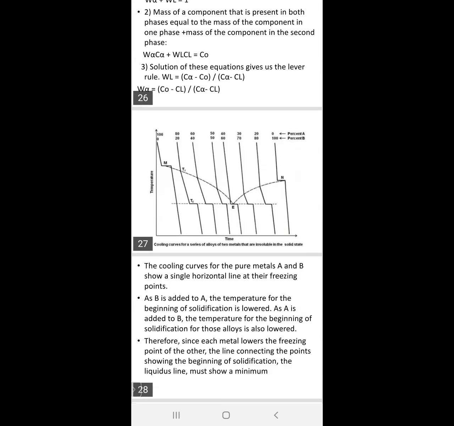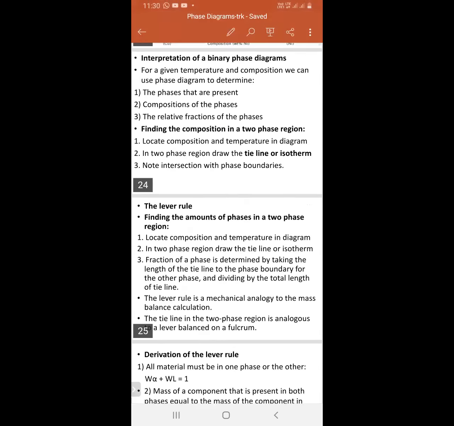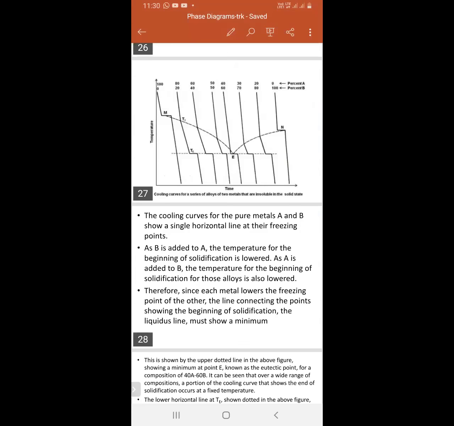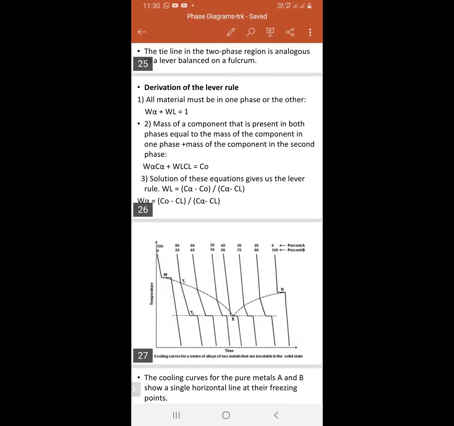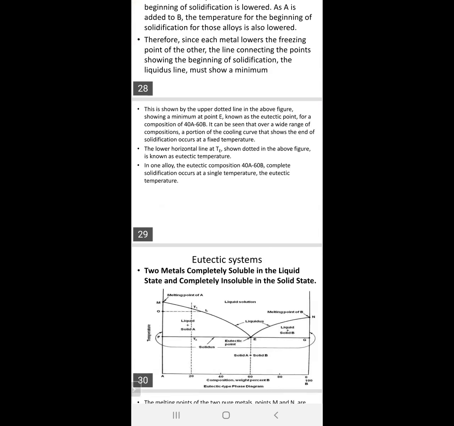Next, W alpha is equal to C naught minus CL over C alpha minus CL. This is the lever rule. I already explained the lever rule in the previous one. Okay, this is the total binary phase diagram. Next, this is the basic binary phase diagram.